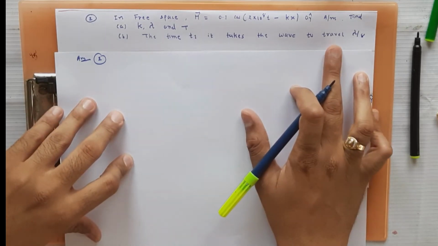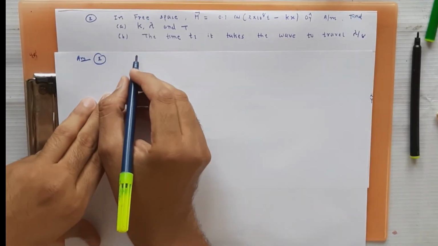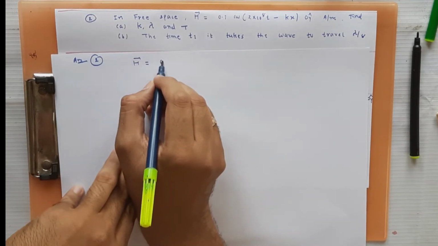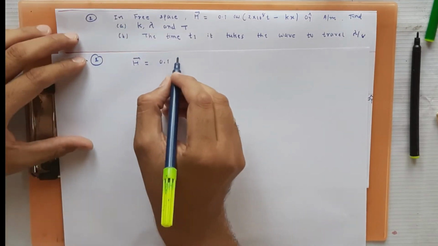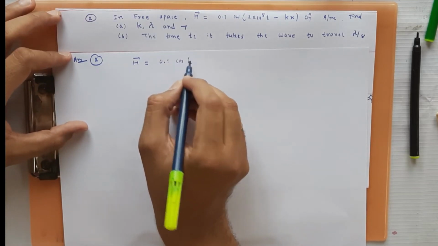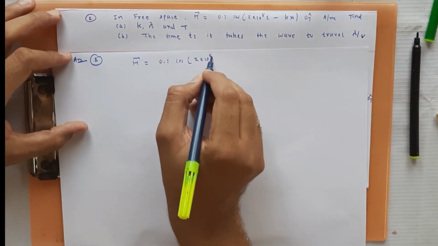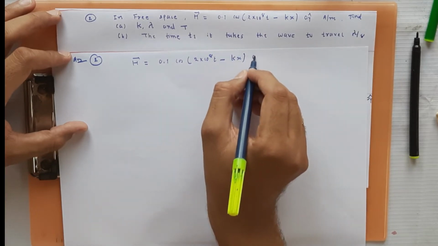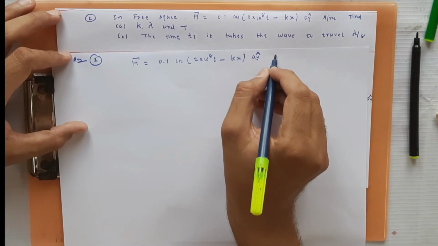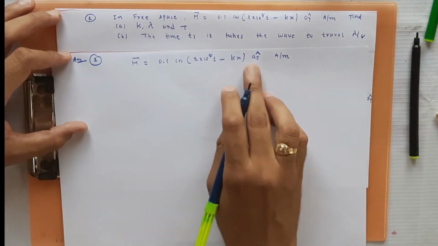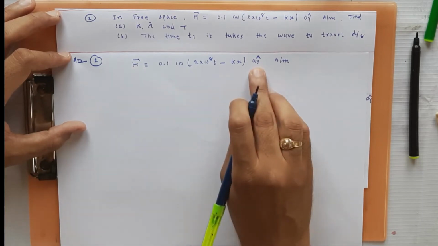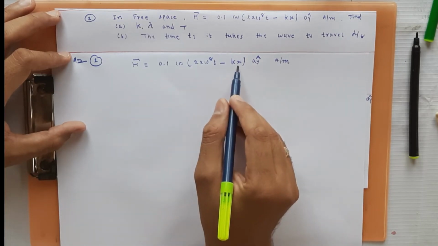So similarly, same wave. Here, which quantities are given? Only the wave is given: H vector is equal to 0.1 cos(2 × 10^8 t − kx) a_y ampere per meter. So the wave is in which direction? This magnetic wave is in the y direction, and the propagation direction is the positive x direction.